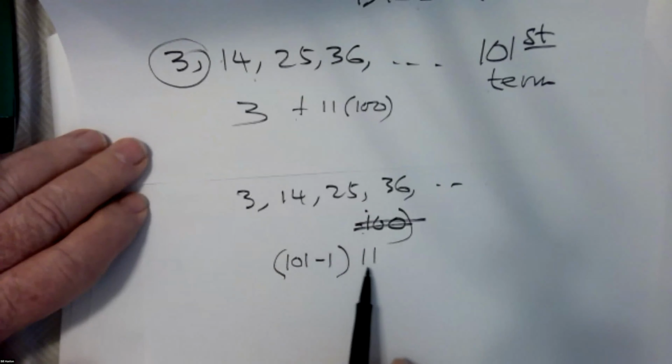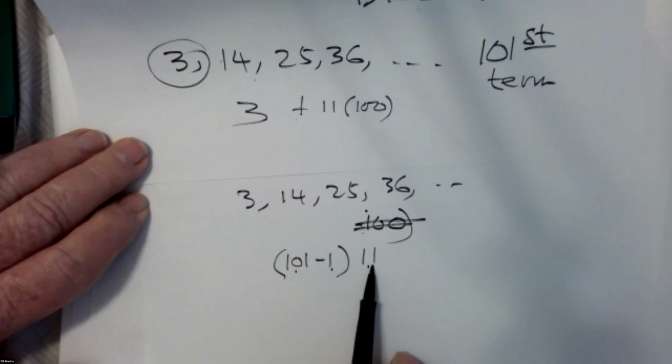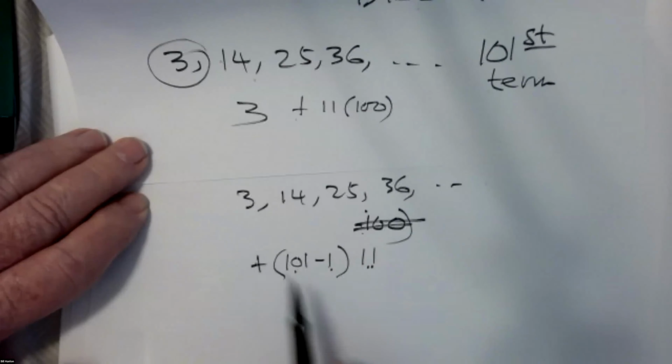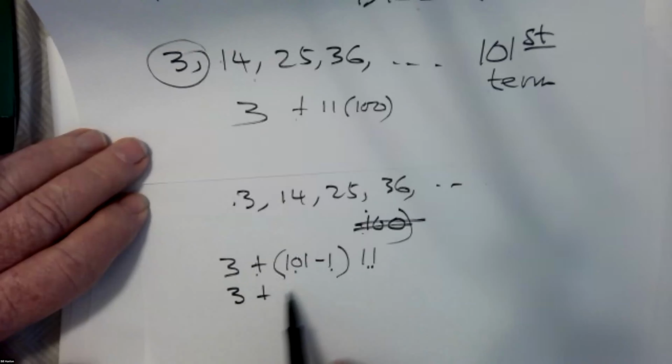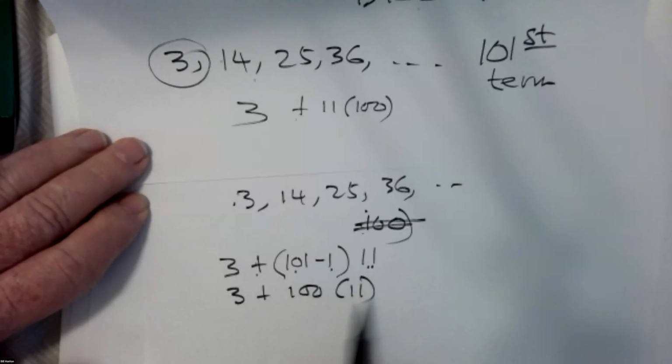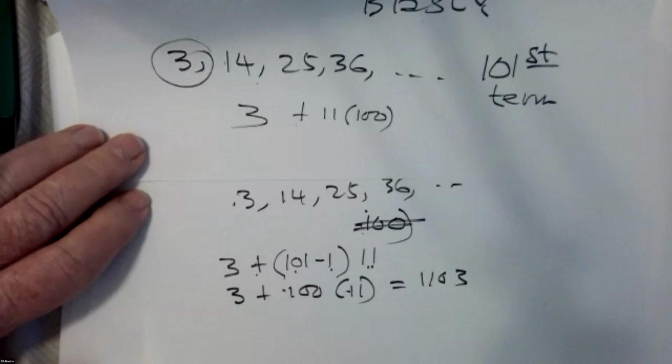So in doing that last problem, I'm adding the common difference one less time than the term I'm looking for, since I'm looking for the 101st term. And what am I adding that to? The first number. So this turned out to be 3 plus 100 times 11, which is 1103. Now, how do we write that?